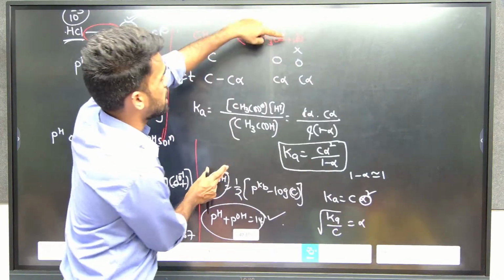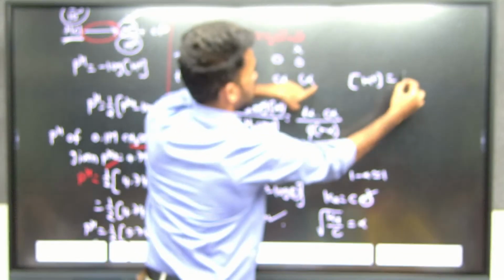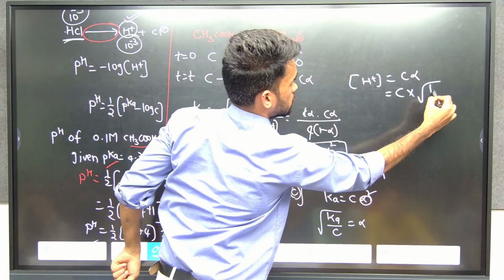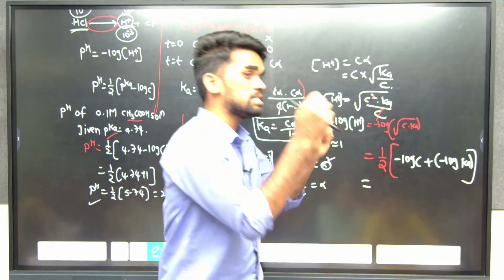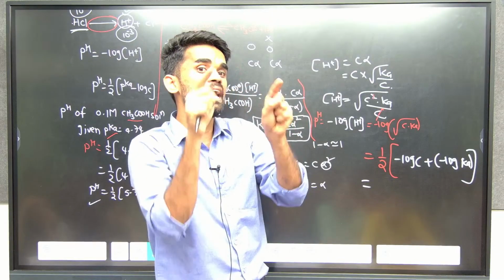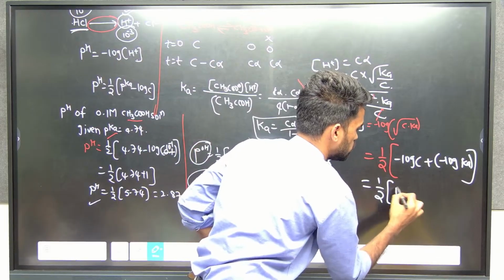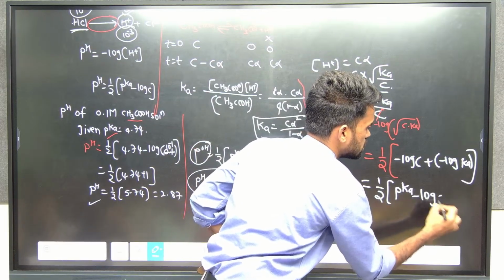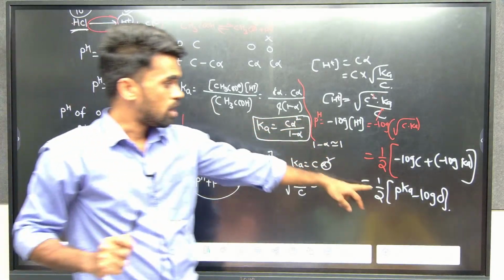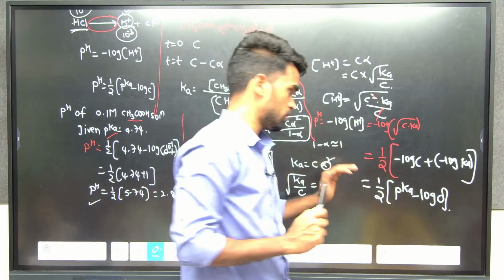See ఇప్పుడు H plus ion concentration ఎంత అన్నట్టు? C alpha. So C into alpha into root Ka by C. pK minus log OH minus ante POH minus log A ante PA, like that. So I should say pH equals 1 by 2 pKa minus log C. So what is the formula for pH of a weak acid? Half into pKa minus log C. That's it. You remember this?